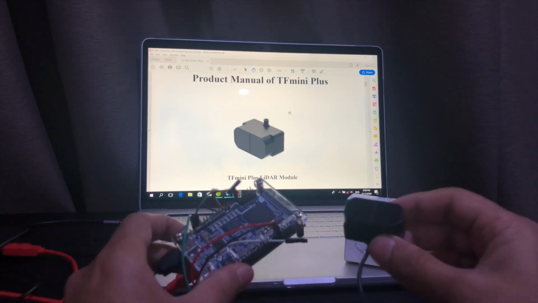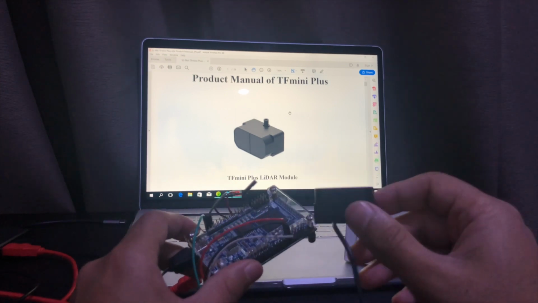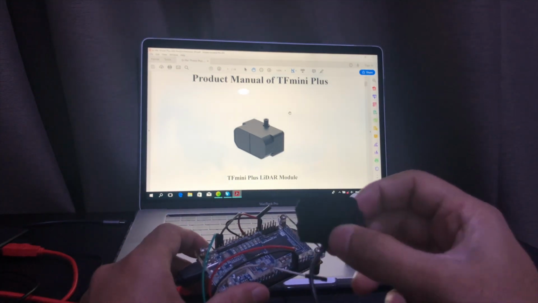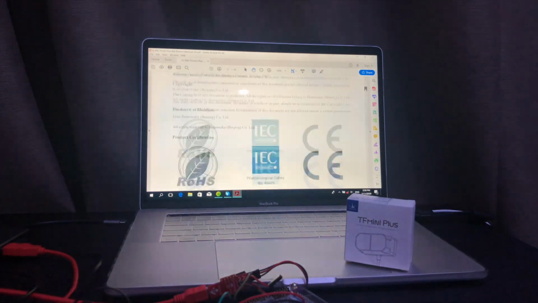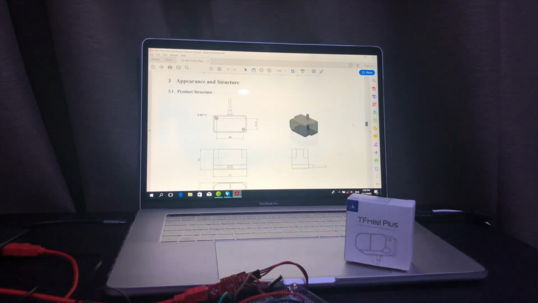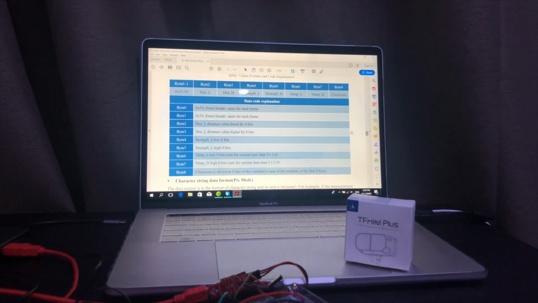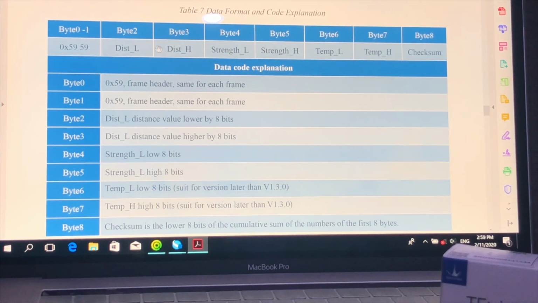Hello everyone, in this second video tutorial for the experimental test of the TFmini Plus Lidar module. So briefly, in the previous video, we were just trying to extract only the distance information from this sensor, which, as you can see here, is byte number 2 and 3. Right.